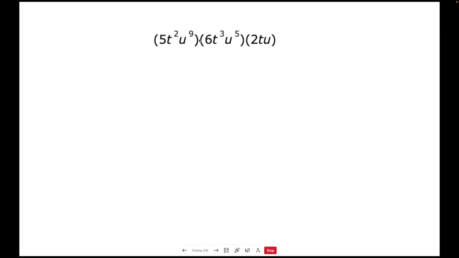Hopefully remember that when you have parentheses like this, there are invisible multiplication symbols in between. And so we're going to multiply the big numbers, the coefficients. All right, so 5 times 6 is 30, times 2 is 60. And we're going to match up the letters, right? So t to the second, t to the third, t to the, and there's an invisible 1 here if you don't see the number.